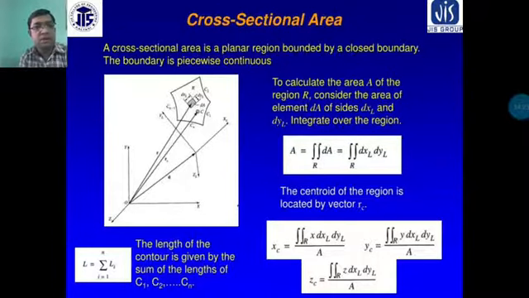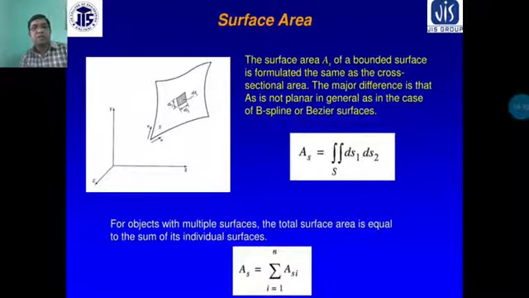And for the z coordinate, zc, the z center is calculated as the double integration of z dxl dyl divided by A. This way you have to calculate it according to the cross-sectional area. And the surface area is also considered according to this.